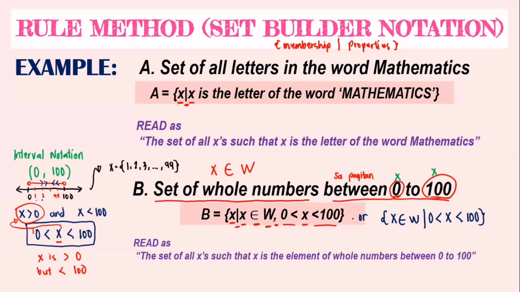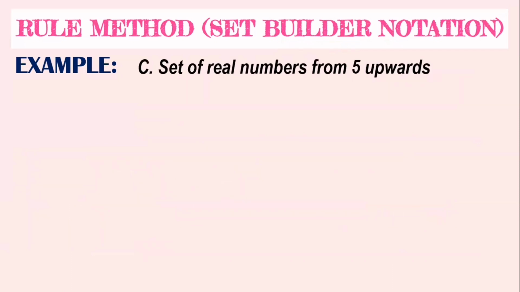Okay? So, next example natin, letter C, set of real numbers from 5 upwards. Now, in this case, hanapin natin yung membership. So, ito po yung membership at include natin for the membership. Set of real numbers. So, paano naman natin isusulat yung ating set of real numbers in symbols. So we have, let's say x is the element of the real number. Okay, yan na yung ating element. And then such that, properties. Okay, susulat din naman natin tong from 5 upwards into symbol.